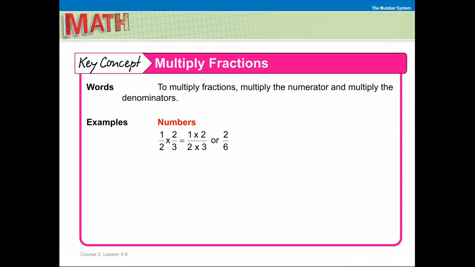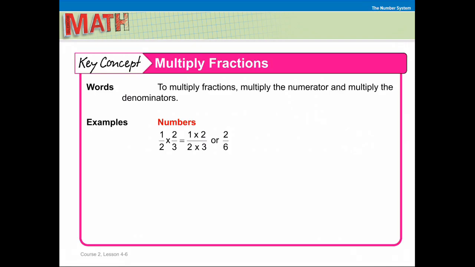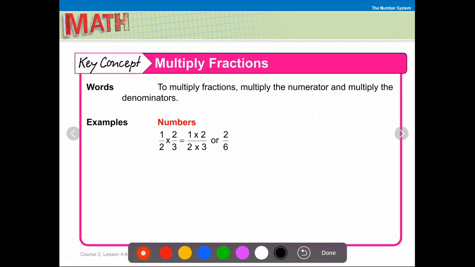So to multiply fractions, we have 4 steps. Step number 1 is rename the fraction from a mixed numeral, a mixed number, like that, to an improper fraction, like this. Okay, so we're going to rename like that. It's the first thing we're going to do every time.